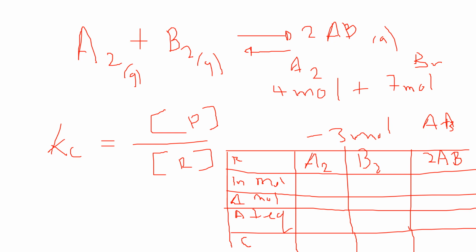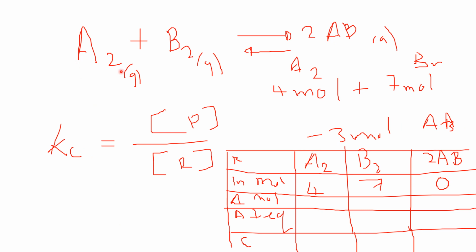So let's say for example, initially we had how many number of moles? We have 4 moles of A2, and it was reacting with 7 moles of B. But initially, when the reaction starts, we only have the reactants. We don't have a product. So we assume that the product is 0, because when the reaction starts, you only start with reactants without the product.